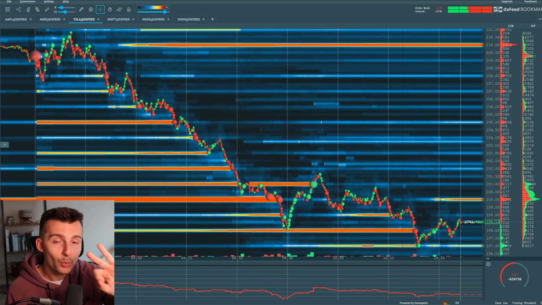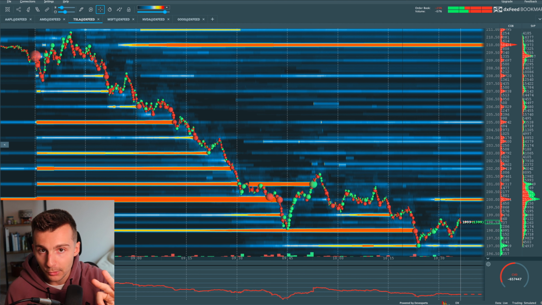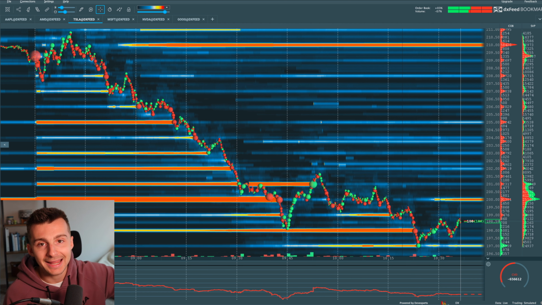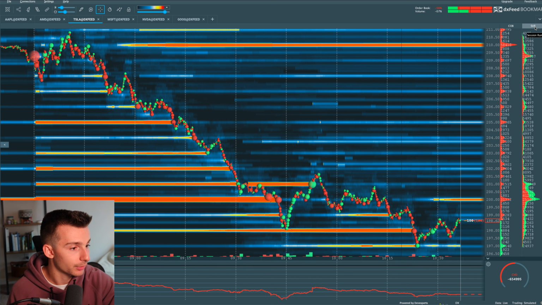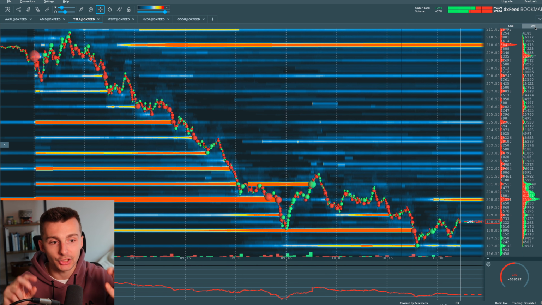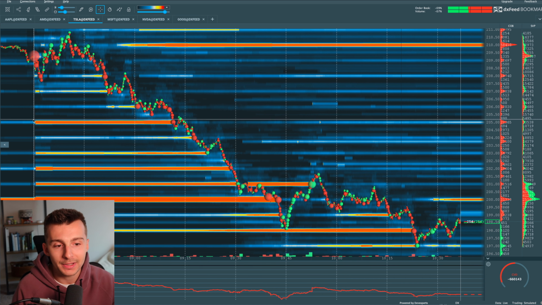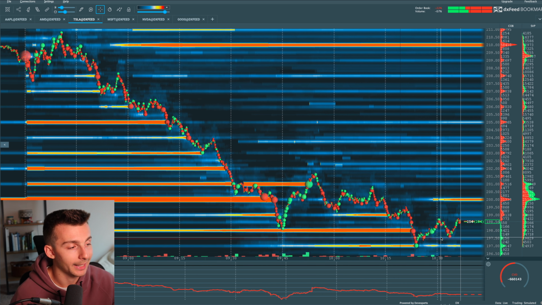Now, the third way that Bookmap can help level up your trading is going to be on the right-hand side. This is called the SVP. It is the session range volume profile, or the session volume profile. What I have pulled up on my screen is the session, essentially from the open today to where we're currently trading right now.